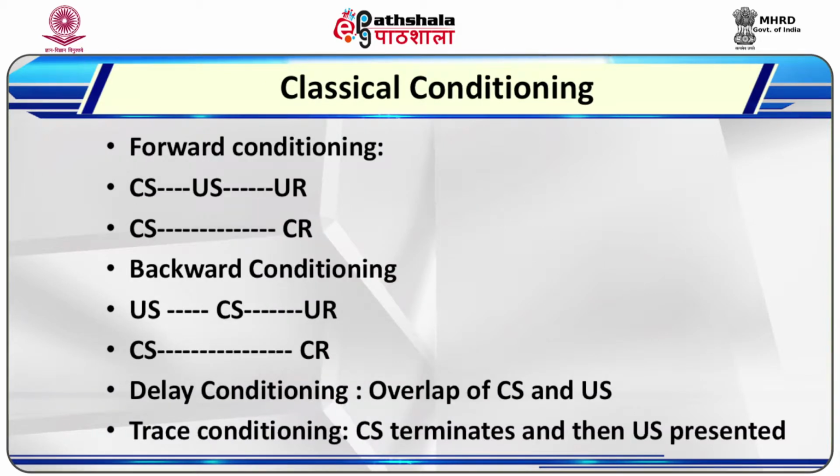Forward conditioning. When CS precedes US, as generally is the case, it is called forward conditioning. The fastest way of establishing conditioning is forward conditioning. Backward conditioning. When US precedes CS, then it is backward conditioning. This type of conditioning is more difficult to establish.